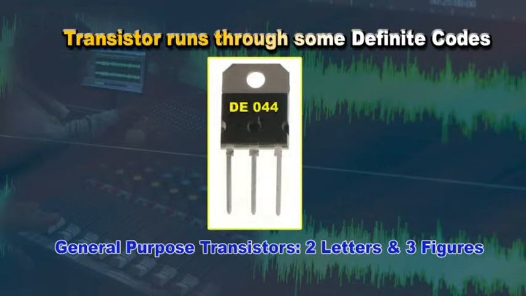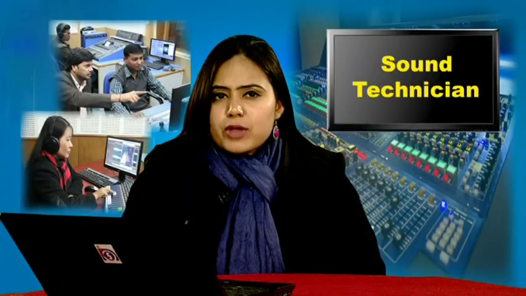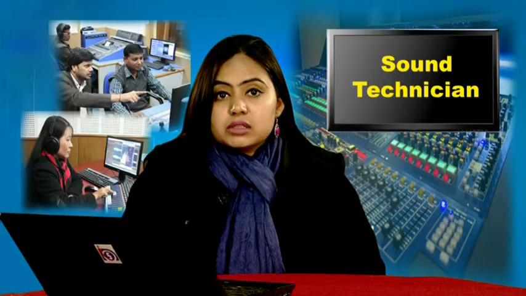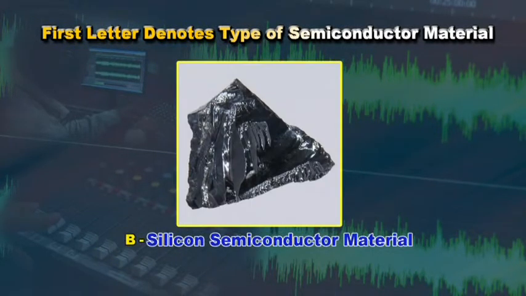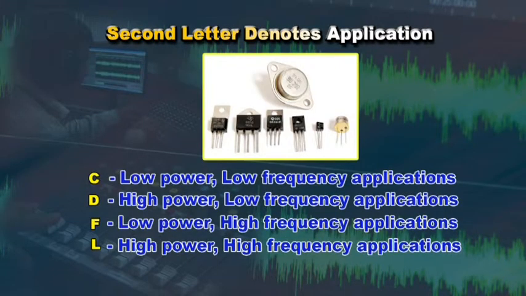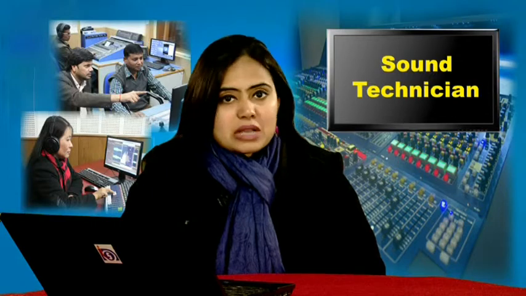Transistors have some definite codes. Transistor codes have either 2 letters and 3 figures for general purpose transistors, or 3 letters and 2 figures for special purpose transistors. First letter denotes type of semiconductor material used. A indicates germanium semiconductor material. B indicates silicon semiconductor material. Second letter denotes application, that is C for low power, low frequency applications, and D for high power and low frequency applications. F for low power, high frequency applications, L for high power and high frequency applications. The third letter does not have a particular significance in case of transistors for special applications.